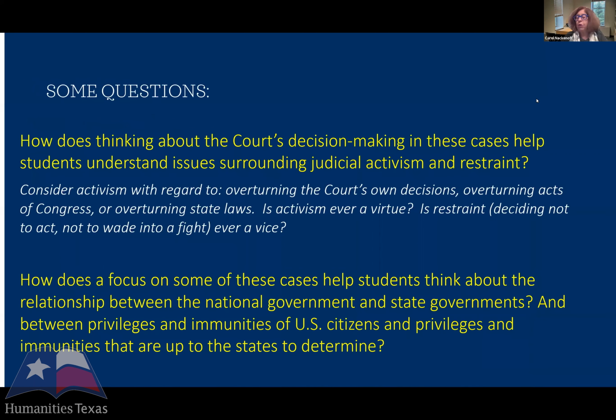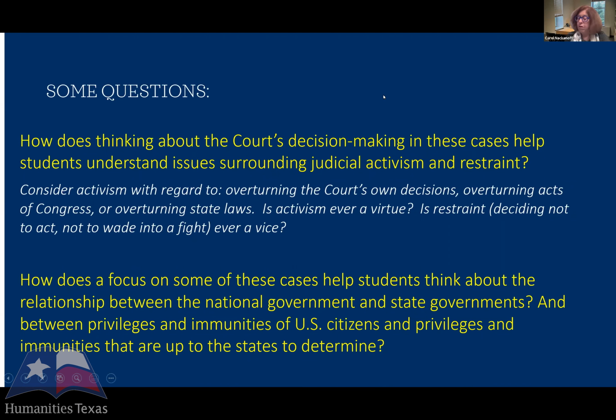All right, I've got to stop, but a couple of questions for you to think about that are sort of backing up a step. How does thinking about the court's decision-making in these kinds of cases help students understand issues surrounding judicial activism and restraint? And I won't read all of that. And then second, how does a focus on some of these cases help students think about the relationship between the national government and state governments, and between privileges and immunities of US citizens and privileges and immunities that are up to the states to determine and protect?